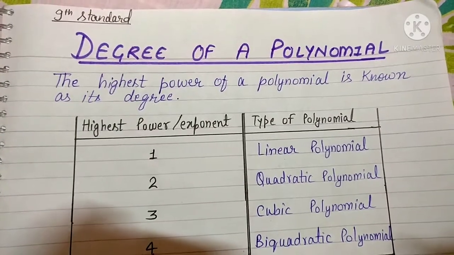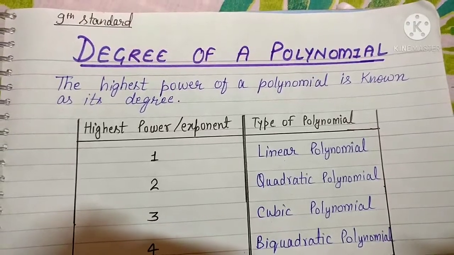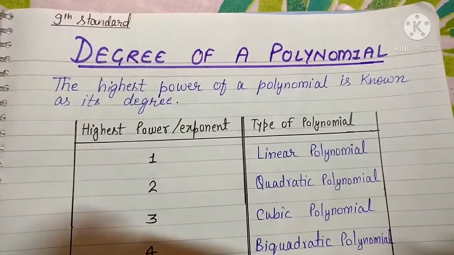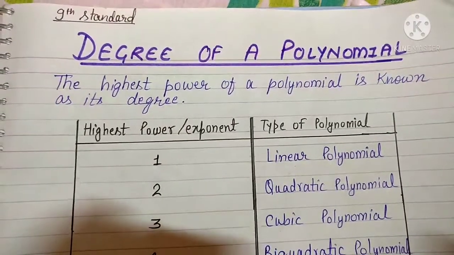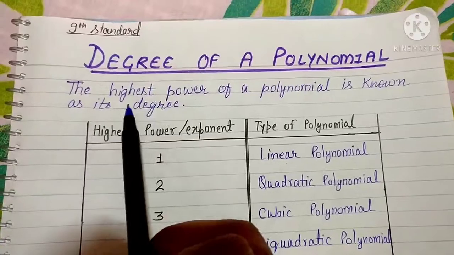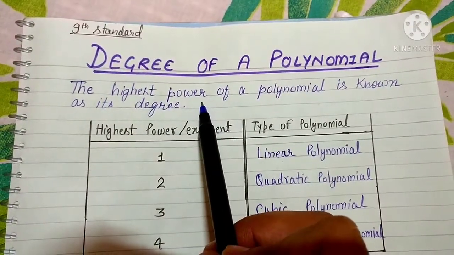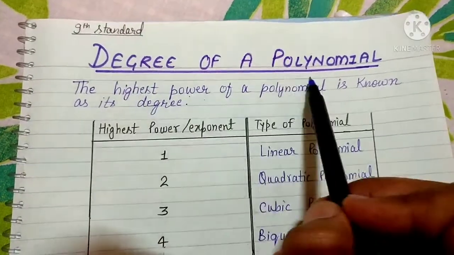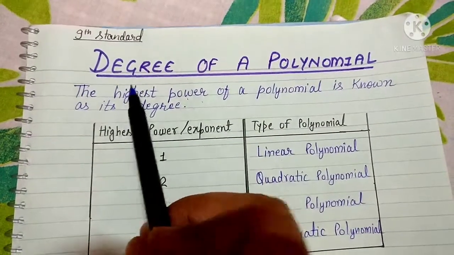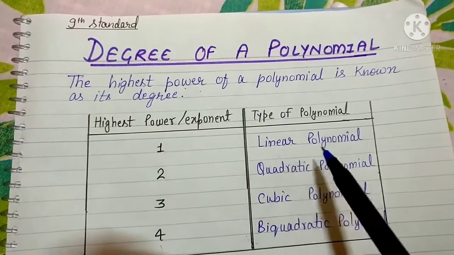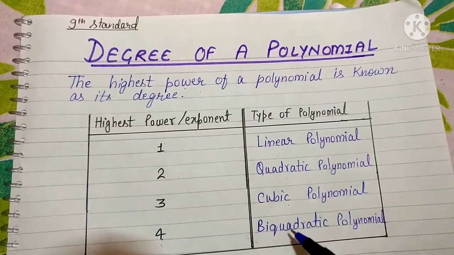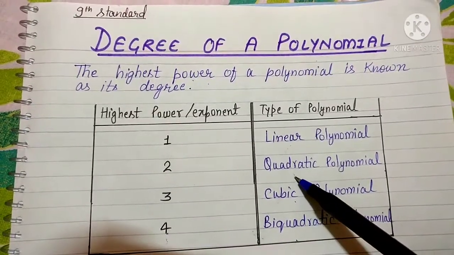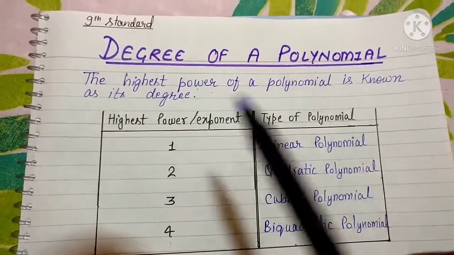Today our topic is degree of a polynomial. Now the question comes, what is degree? The highest power of a polynomial is known as its degree. You can say the highest exponent also. Now polynomials on the basis of degree are divided into some parts, which you can say as linear, quadratic, cubic and biquadratic. Which will be called linear, which quadratic, and which cubic, we will see here.